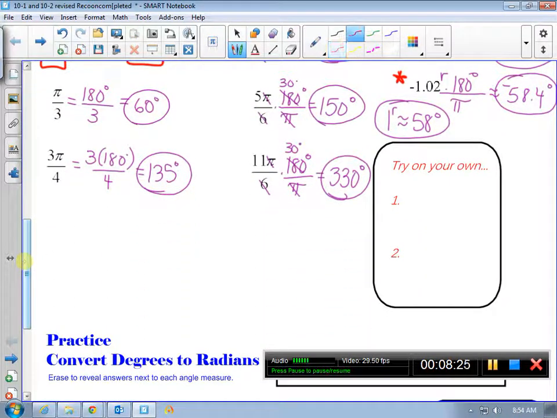I'd like you to try 3 pi over 5 and 5.2 as your radian measures, and convert those to degrees.